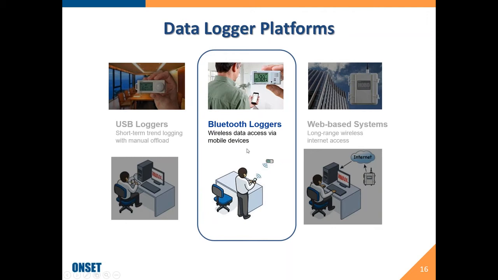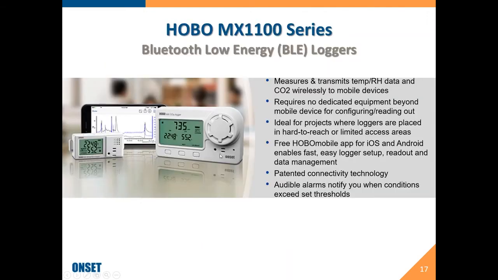Moving on to the Bluetooth loggers, and these are devices that are accessible with either an iPhone, an iPad, or an Android device, most Android devices anyway. We have a couple of versions of this. We have just a plain relative humidity and temperature logger, and we also have the relative humidity, temperature, and CO2.